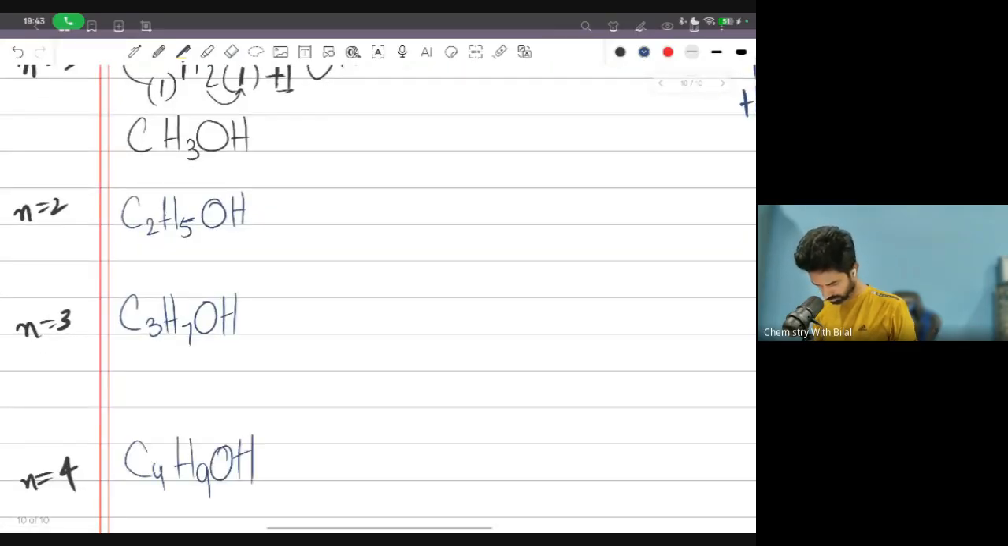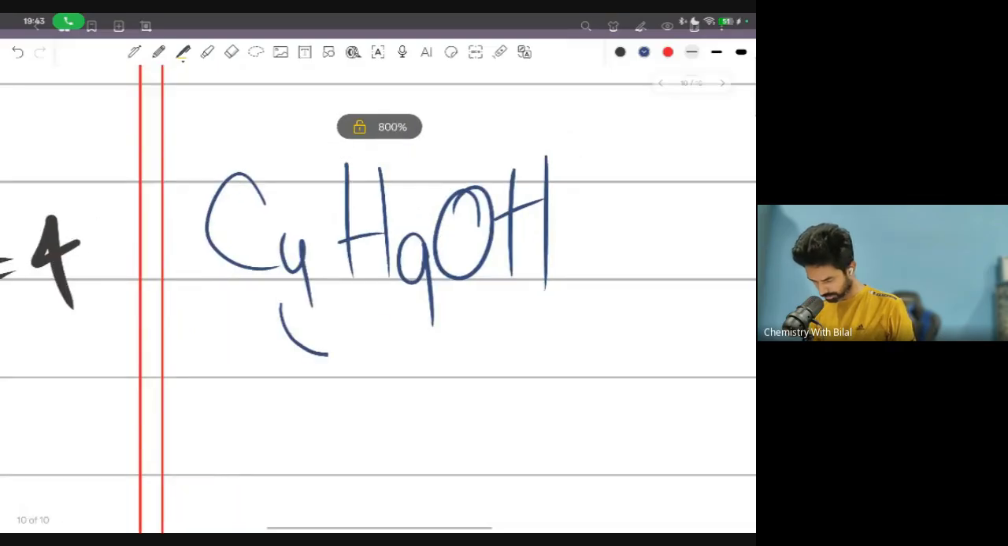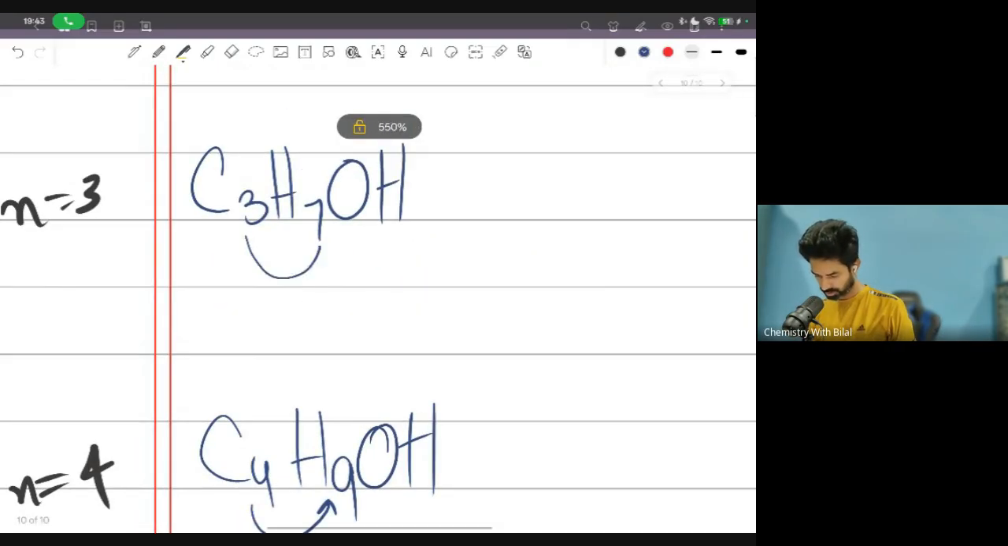But look at the trend. Whatever the carbon, hydrogens are double and then 1 plus then double. OH. Double and then 1.